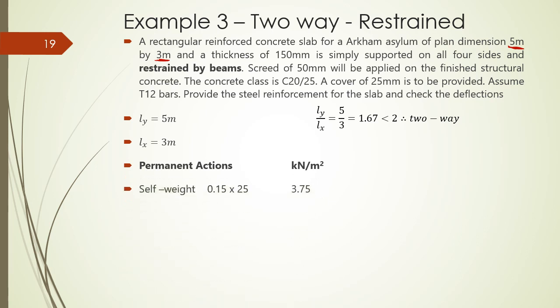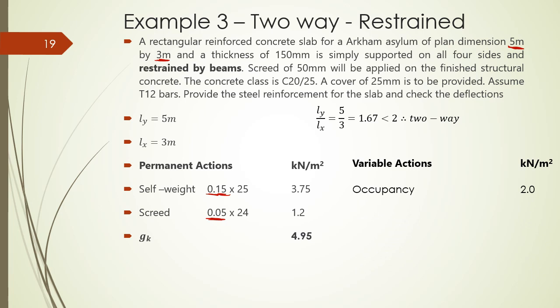We will calculate the permanent actions from the self weight of the slab and an additional screed of 50 millimeters. We would add that up to get the total dead load as 4.95 and read off the value of our occupancy load for hospital, which is 2, to get Qk equals 2. We'll then get our design load n as 9.68 kilonewton per meter squared, exactly the same as the previous example.